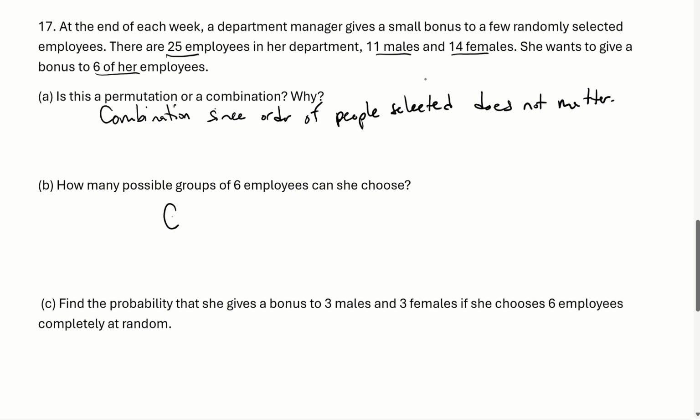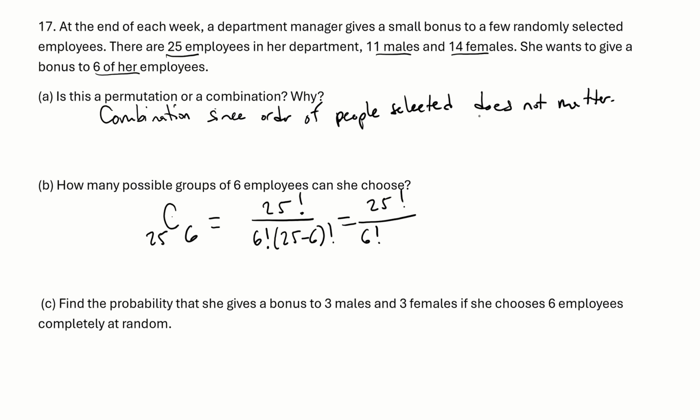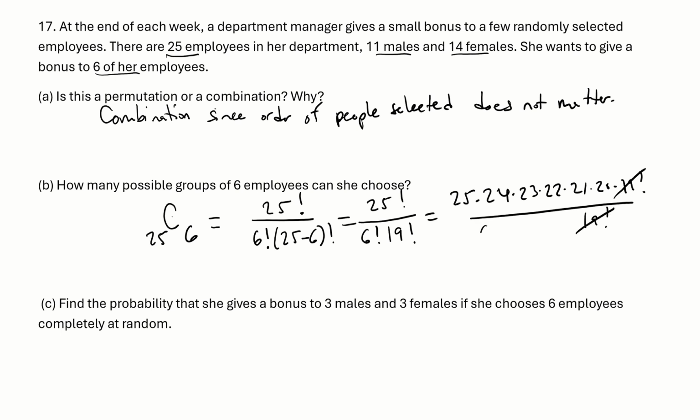So then it's a combination, right? So we got, it says she wants to give bonus to 6 of her employees. Okay, so that means it's just 25 choose 6, right? So 25 factorial divided by 6 factorial times 25 minus 6 factorial. So 25 factorial divided by 6 factorial times 19 factorial. We got 25 times 24, 23, 22, 21, 20, 19 factorial. We're going to stop there. That way we can cancel that out. And then 6 factorial, 6 times 5 times 4 times 3 times 2 times 1.